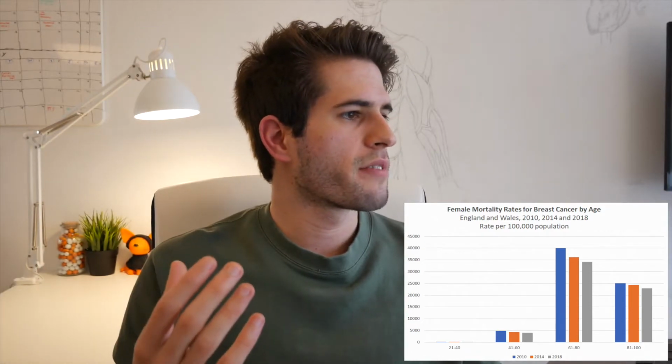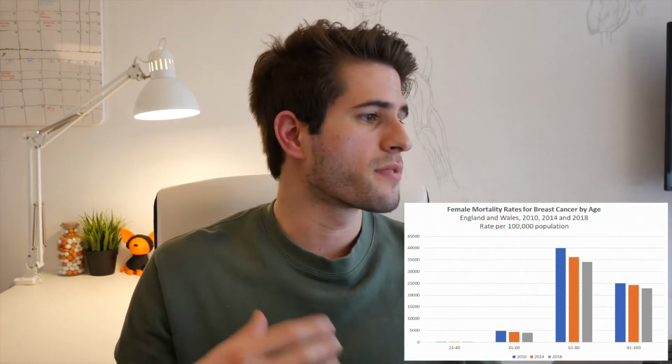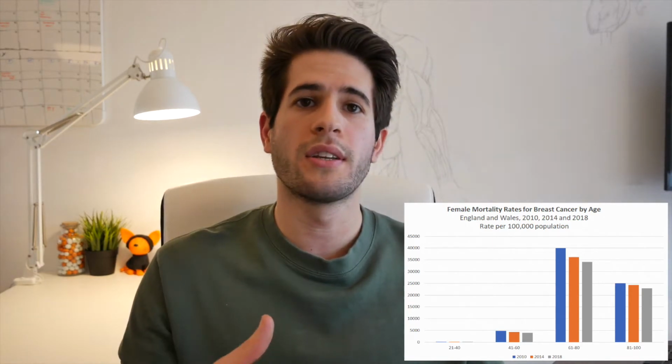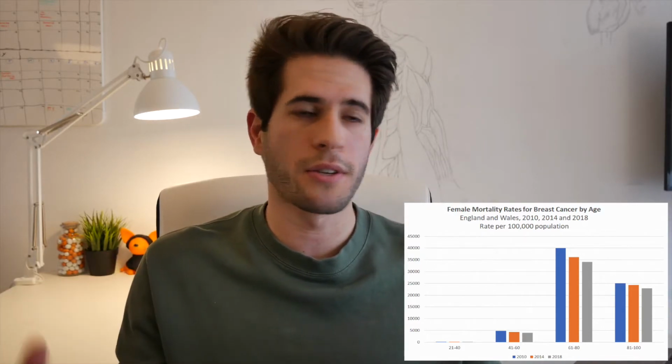So this is a bar graph that shows the female mortality rates for breast cancer in England and Wales in 2010, 2014, and 2018. On the x-axis, we can see 4 different age groups, each with a range of 19 years, spanning from 21 years old to 100 years old. On the y-axis, we can see the number of mortalities from 0 to 45,000. You can be more succinct here in your description, but I like to provide some details so that the examiner knows that I know everything that's in this graph.